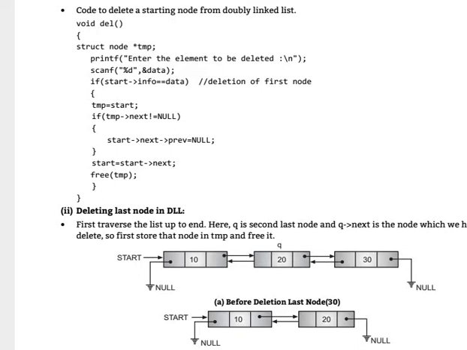Means in short, in a list, your aim, your task is that the first node will be deleted. So if data is equal to info, then the inner part is executed, and at that time start next previous, means the first node, the temp node, is initialized to null, and start next, means the second node, is considered as the start, means head, and the first node is freed.